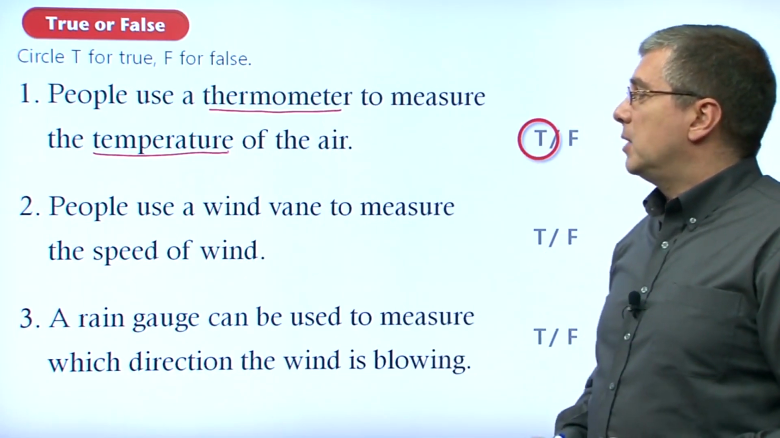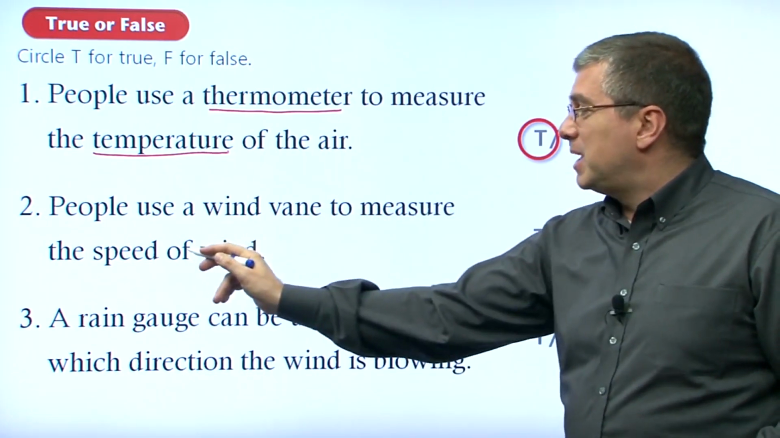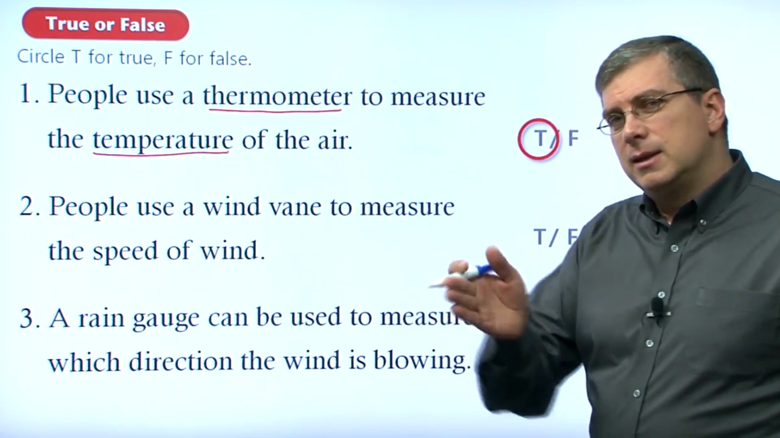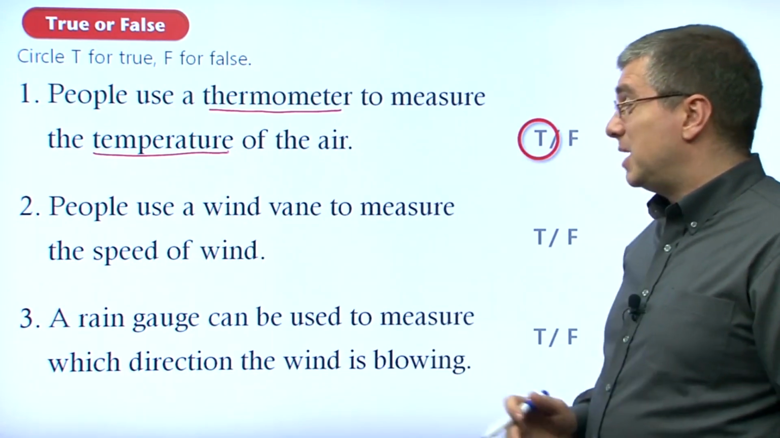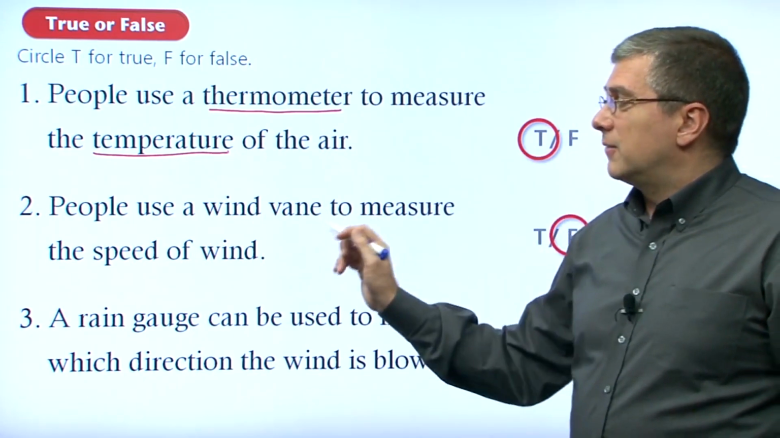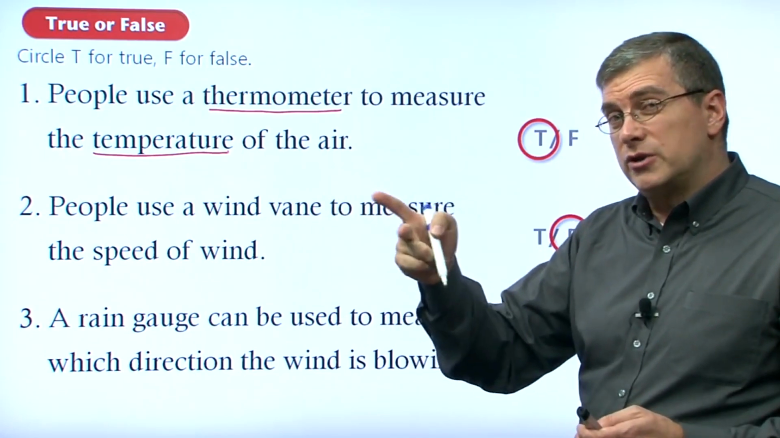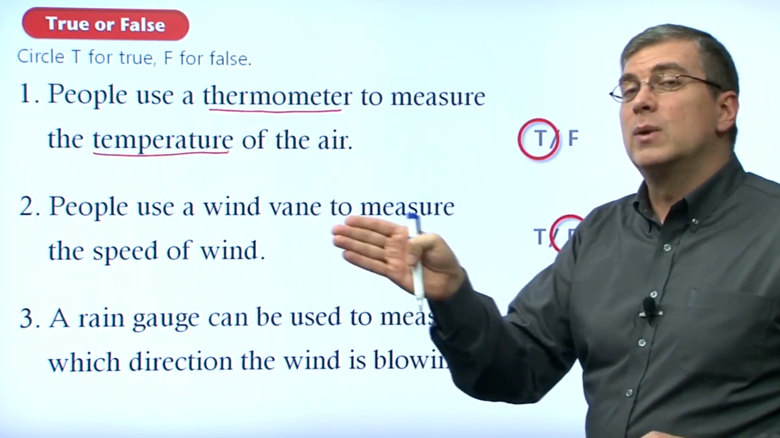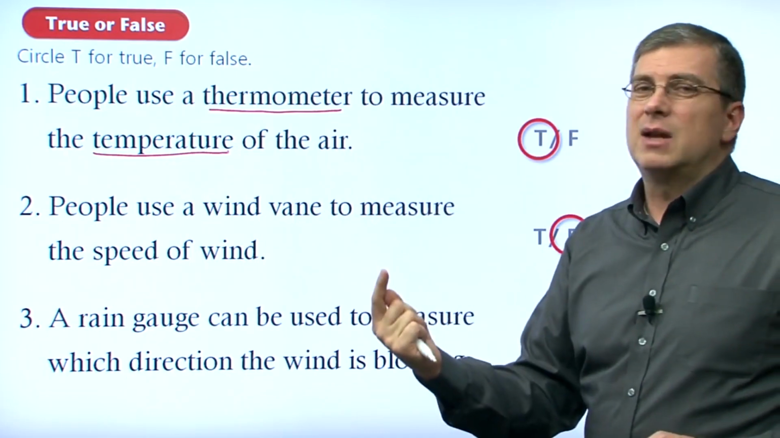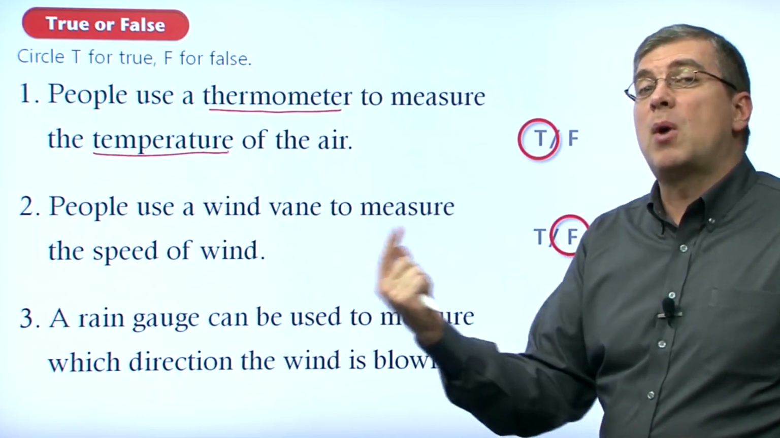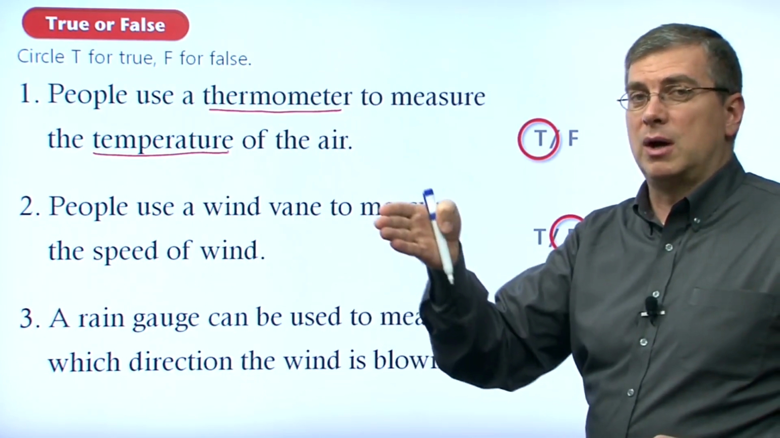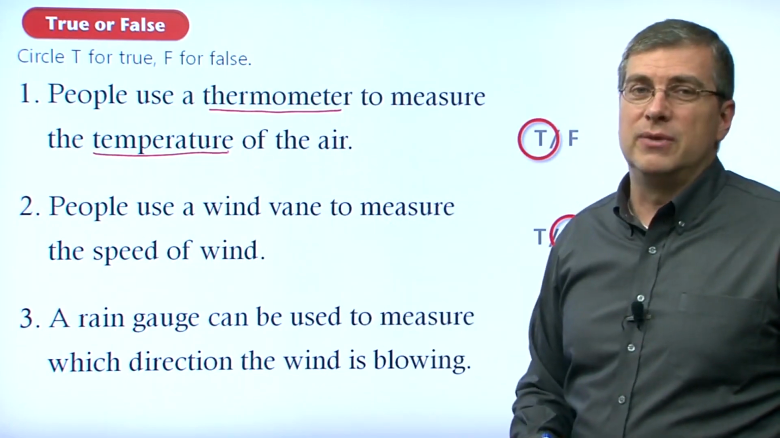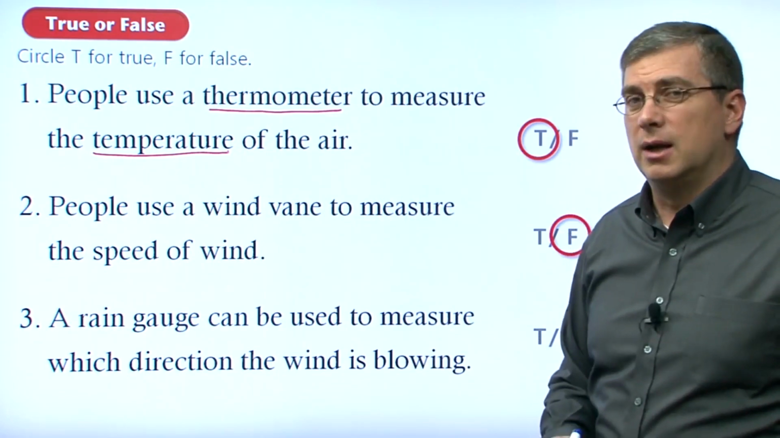Number 2, people use a wind vane to measure the speed of wind. So a wind vane, that's interesting. Do we use a wind vane that moves with the direction of the wind to measure the speed of wind? No, we don't. We use a different tool. Now, that tool that I showed you had two parts, right? The top part was the wind vane. That showed us the direction of the wind. But the bottom part that spins around, that's not a wind vane. That's a different part of the tool. The wind vane moves according to the direction of the wind, but it doesn't tell us the speed of the wind. It just shows us the direction of the wind.